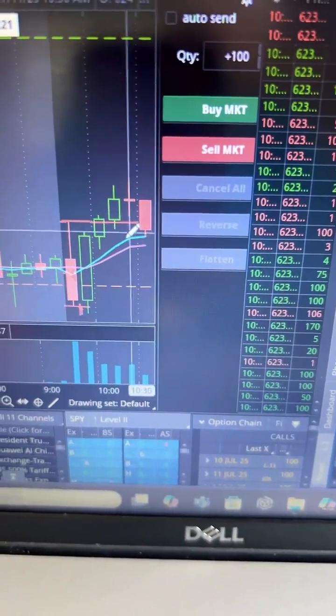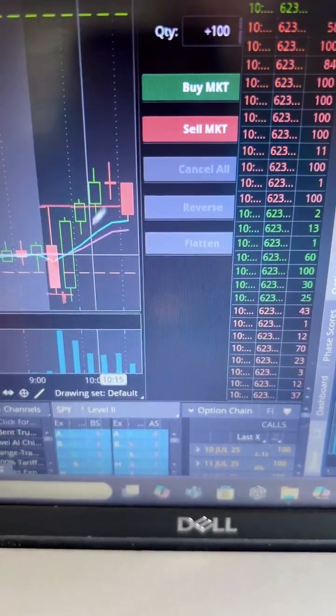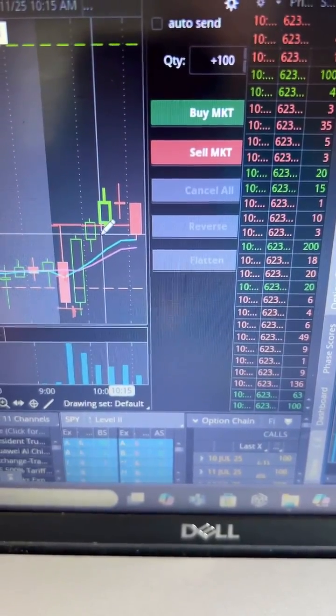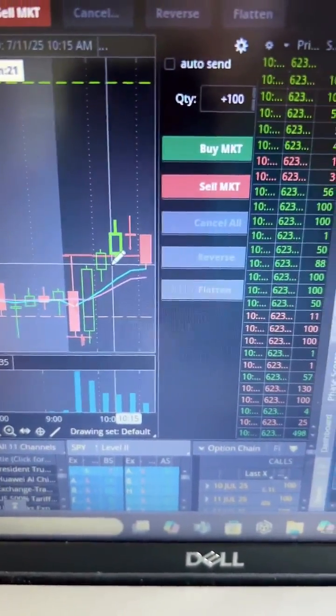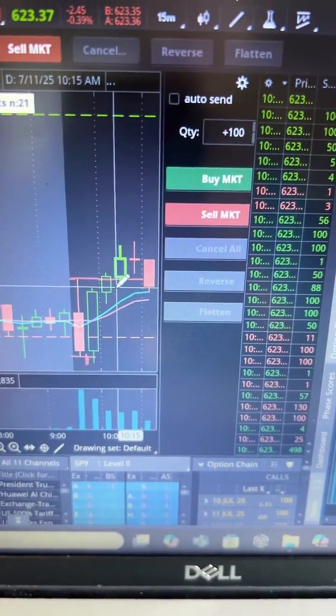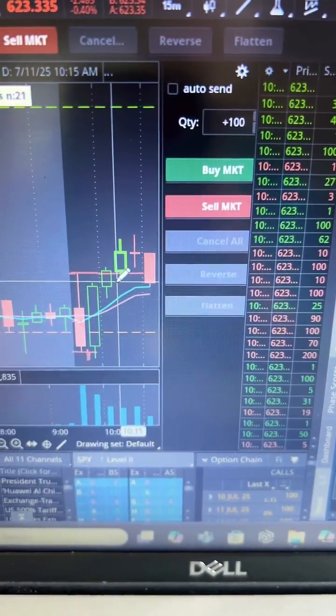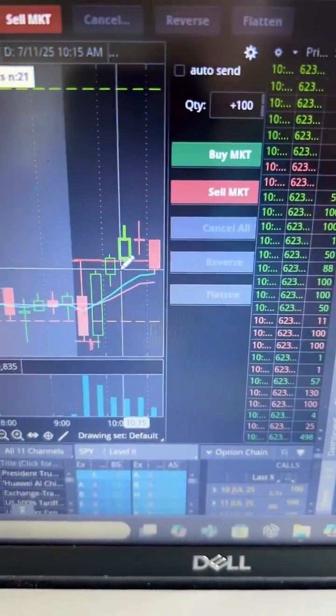Whoever wants me to show you how to set up your Robinhood for options when this live is over, just make sure you send me a DM and send me your phone number and what time is good to reach you.